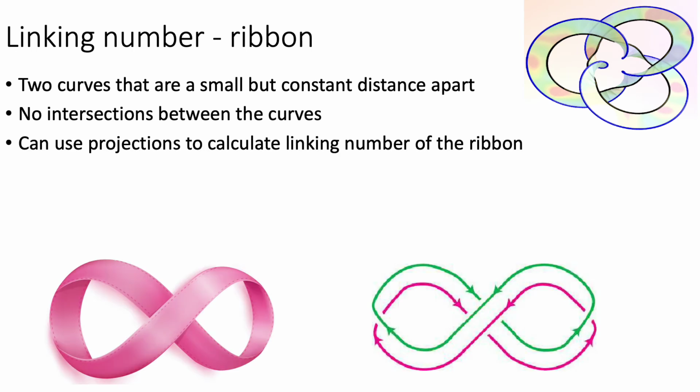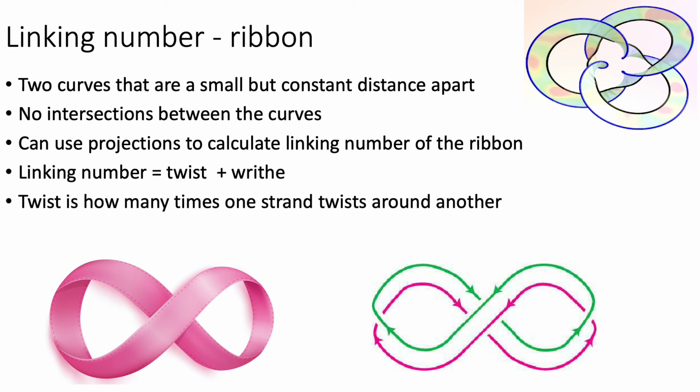Projections can be used in the same way as before to indicate crossings. To find the linking number of the ribbon, you first add up all the crossings of both strands and divide by 2. This is usually the number of twists in the ribbon. Just add this number to the number of rives to find the linking number.